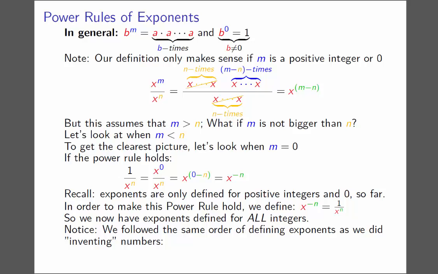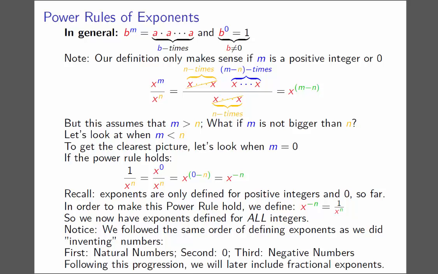It's worth pointing out here that we followed the same order of defining exponents as we did inventing numbers. First, we had the natural numbers, the positive integers. Then, we threw in 0, and finally, included the negative numbers. Following this progression, we will later include fractional exponents in our understanding, but we'll hold off on that for now.